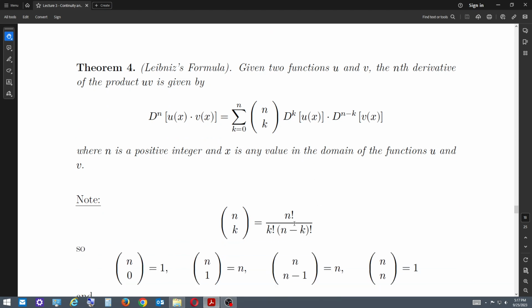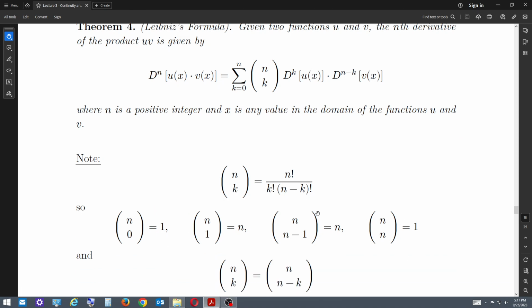In case you didn't know what n choose k is, it's represented by this formula here. You can easily get this from your calculator if you're not sure how to work it out. Alright, so it's n factorial over k factorial times n minus k factorial. Now, these are some easy ones that you should know, and they will greatly help you simplify your working.